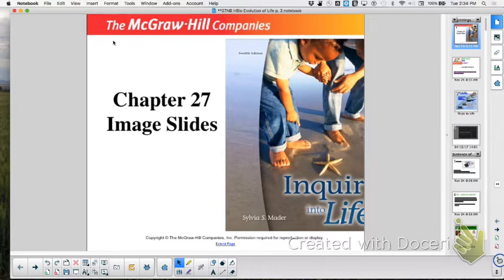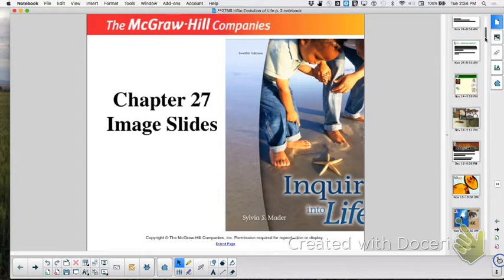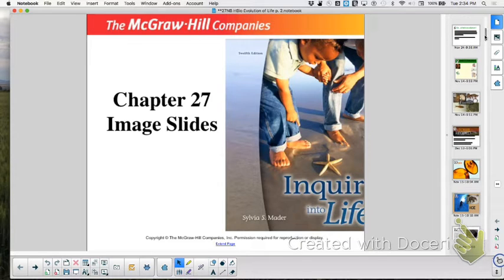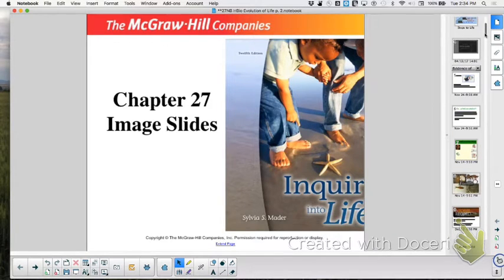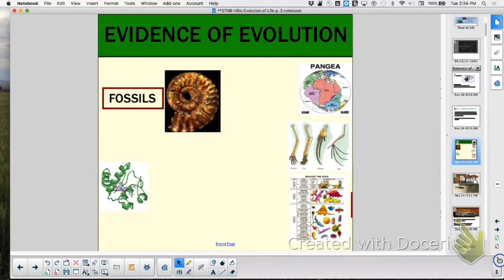So chapter 27, quiz mañana. So let's get to the nitty-gritty parts of it. The first thing is evidence of evolution. You want to have these pieces of evidence down, so let's just briefly run through those. The first one was fossil evidence.